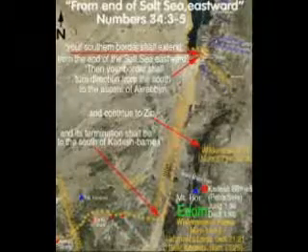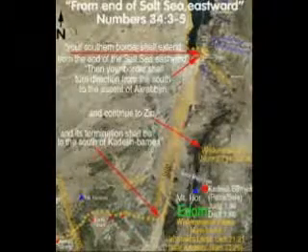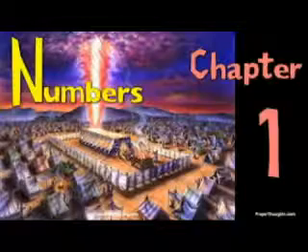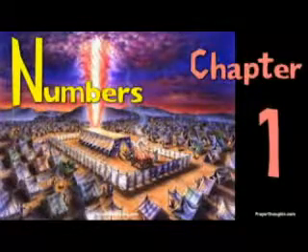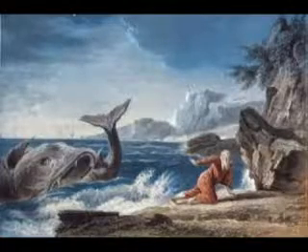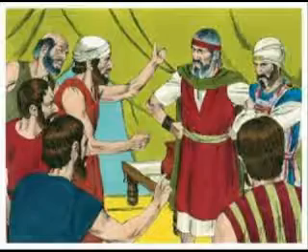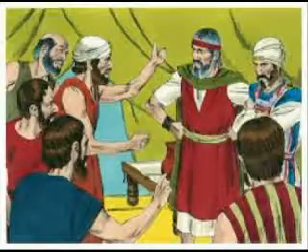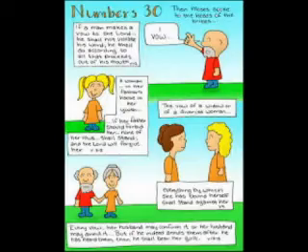Verse 1. Now the Lord spoke to Moses in the wilderness of Sinai, in the tabernacle of meeting, which was set up there in that area, on the first day of the second month and the second year after they had come out of the land of Egypt. Did everybody get that? Did you write that date down? God spoke to them on the first day of the second month, on the second year after they had come out of the land of Egypt.